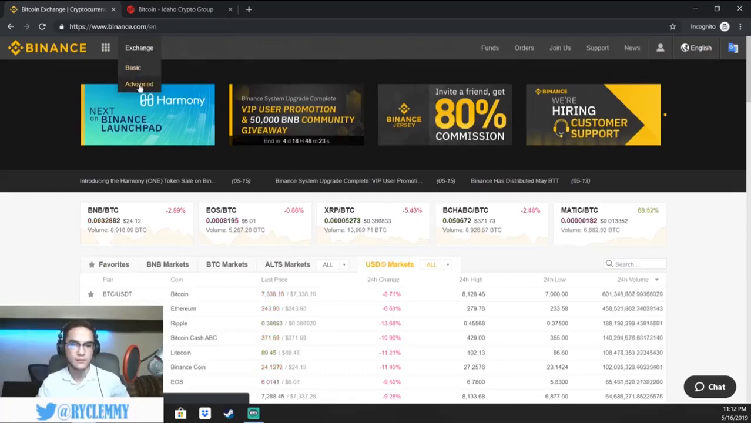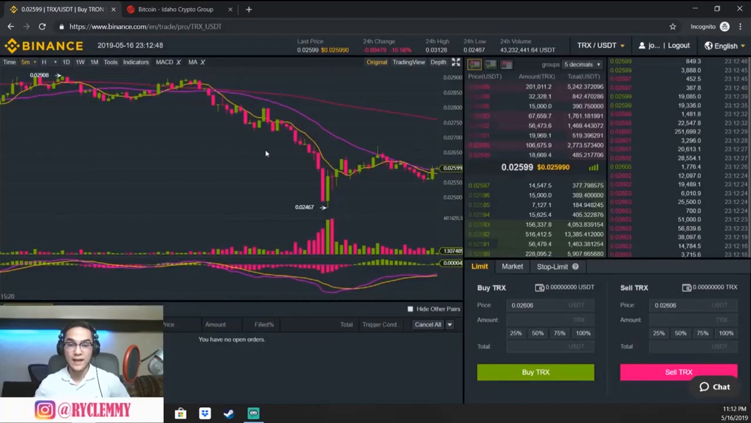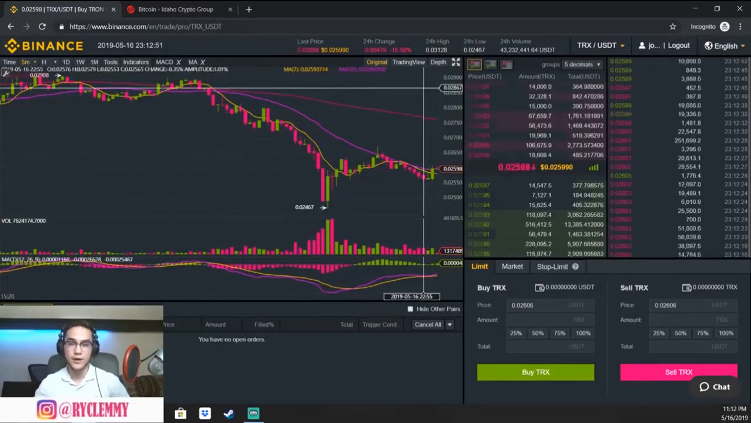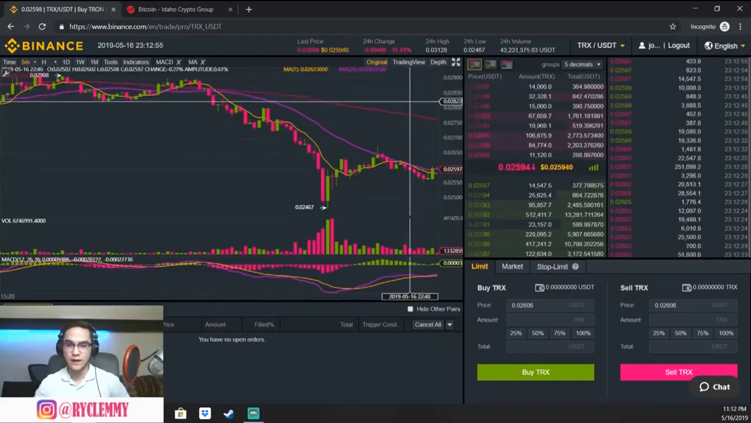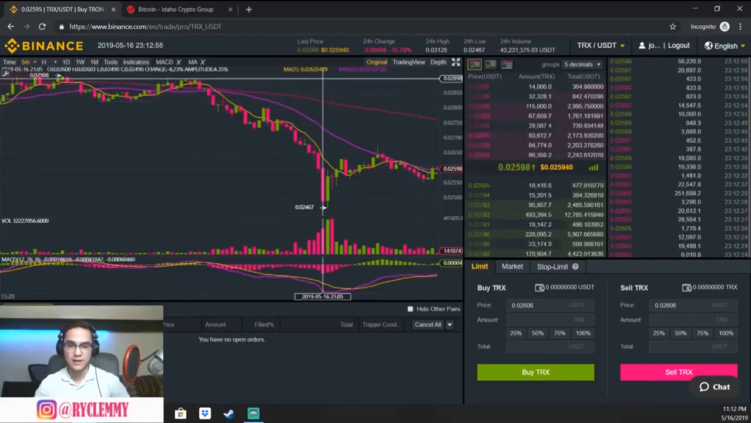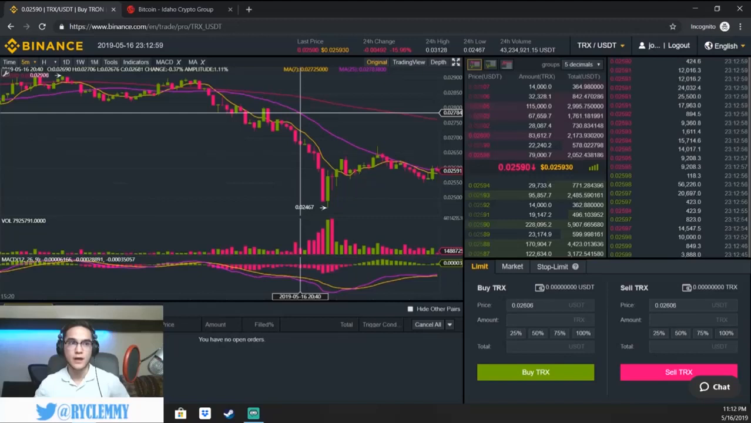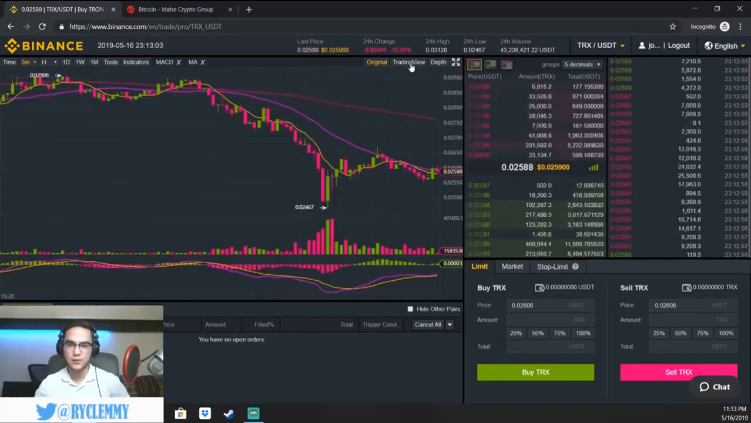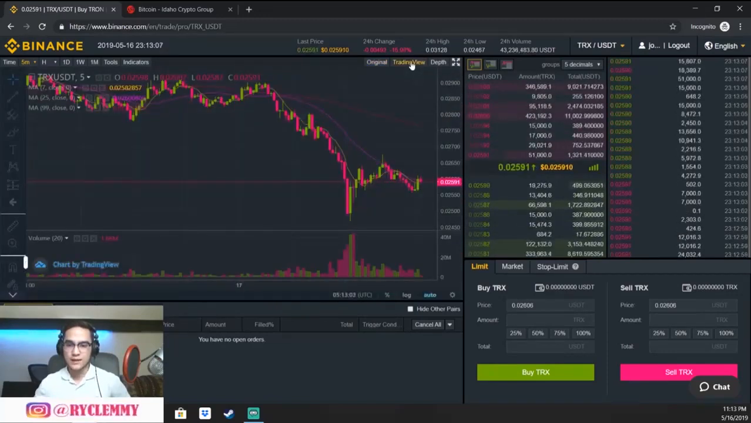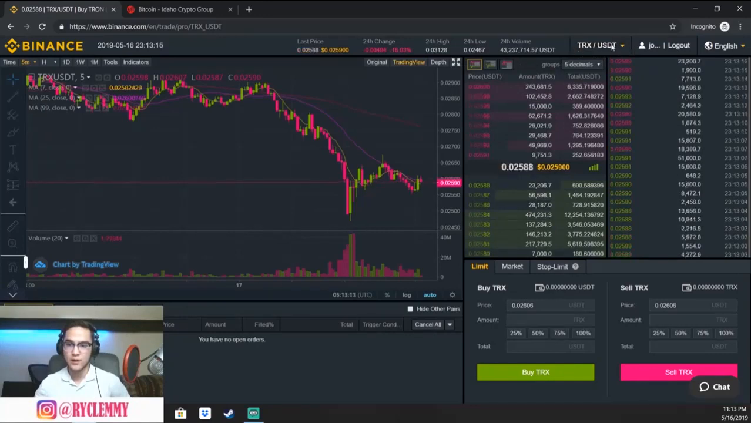So click that. And then right here, this is where things can get a little overwhelming if you're a new trader. But don't worry, we're going to explain all of it. So right here, you're going to see this is the chart, the candlestick chart for Tron against US dollar tether. I always use the TradingView mode. It has more tools and you can chart a little better. So go ahead and click TradingView. And so up here, like I said, it pulled up Tron against the US dollar. So in this case, I would be buying Tron with US dollars.